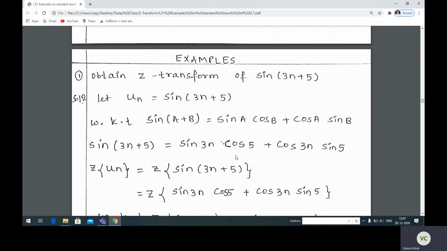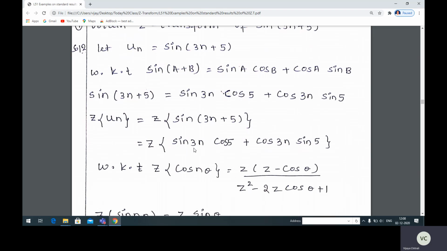Now examples, right? Obtain the transform of sine 3n plus phi. Let un is equal to sine 3n plus phi. So we know that sine a plus b is equal to sine a cos b plus cos a sine b. So sine 3n plus phi is sine 3n cos phi plus cos 3n sine phi, right? So let z transform of un is equal to z transform of sine 3n plus phi, so z transform of sine 3n cos phi plus cos 3n sine phi. You write this sine 3n as sine n 3 because the standard form is sine n theta. So theta is 3, cos phi plus cos n 3.